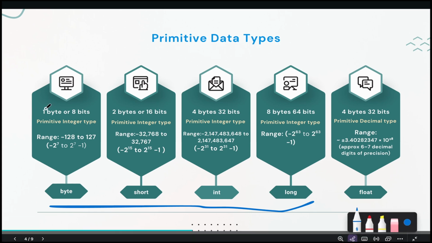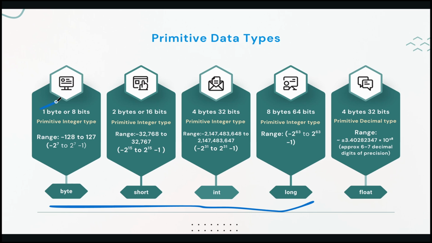So byte takes 1 byte, this is simple, and 1 byte is equal to 8 bits. Now you have to look at the range, you have to remember it, but there is a formula by which you can actually get it. So what is the formula? You have to see how much storage it is taking. The byte takes 1 byte, that means 8 bits, and each of the bits can be either 0 or 1.